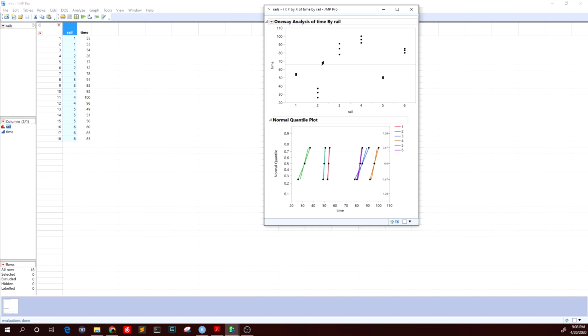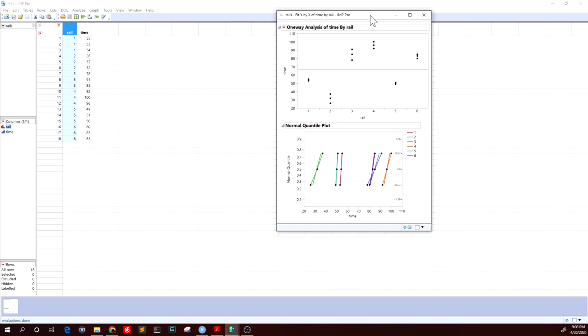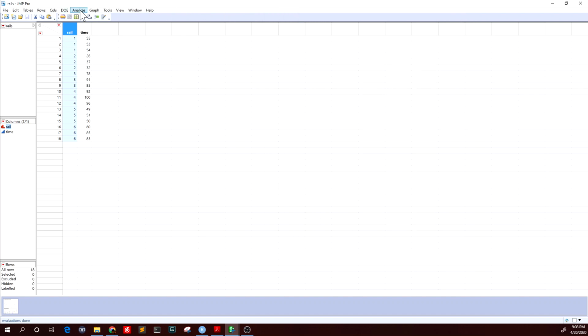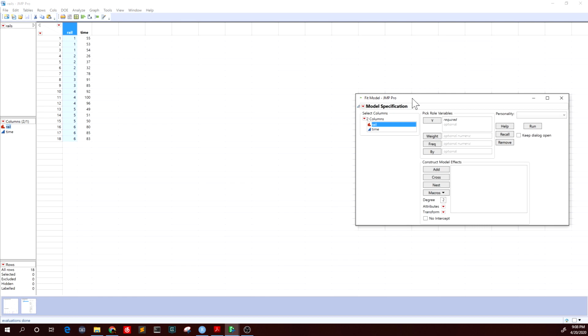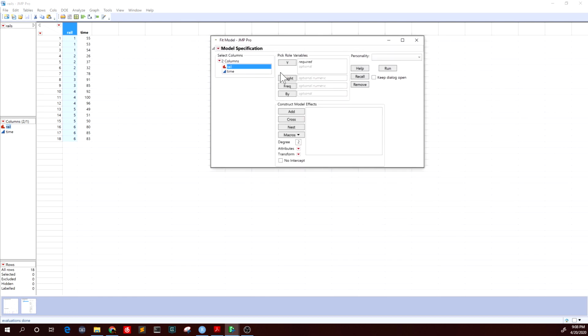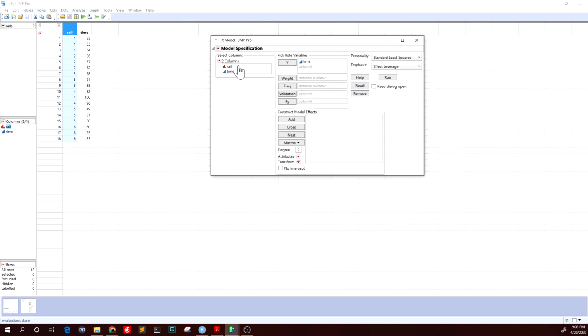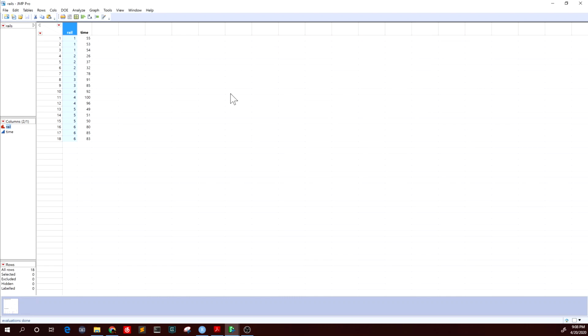Okay, and for the other things, you can use another fit. You can use Fit Model. And in the Fit Model, you again choose time as the Y and the rail to the Construct Model Effects box. And then click on Run.